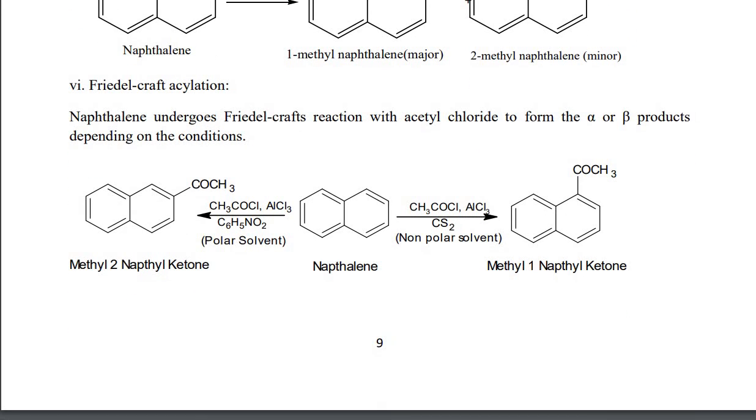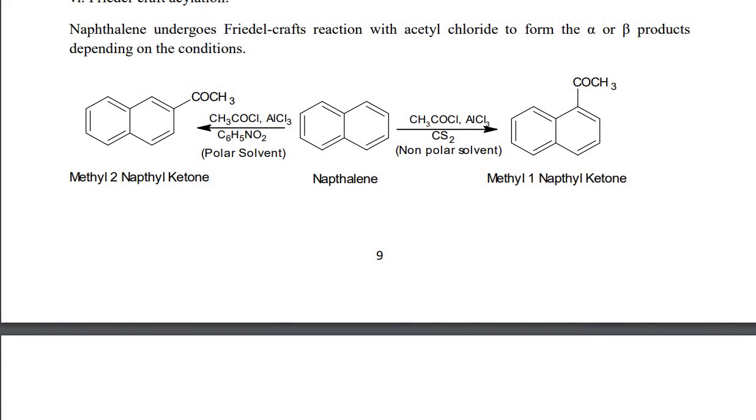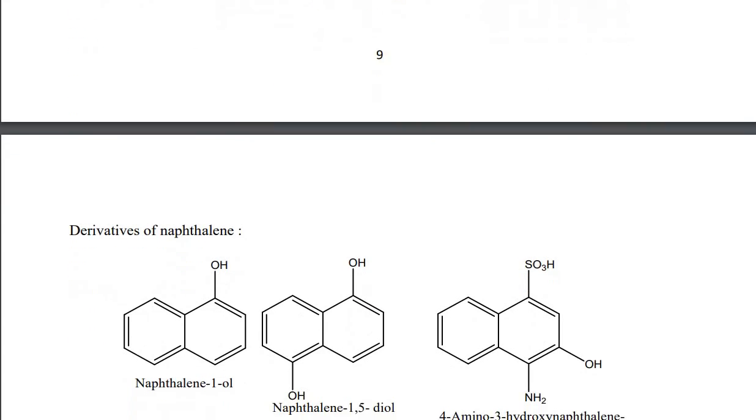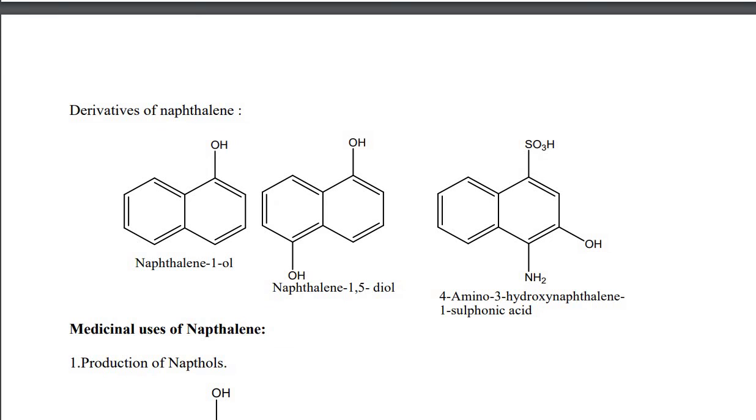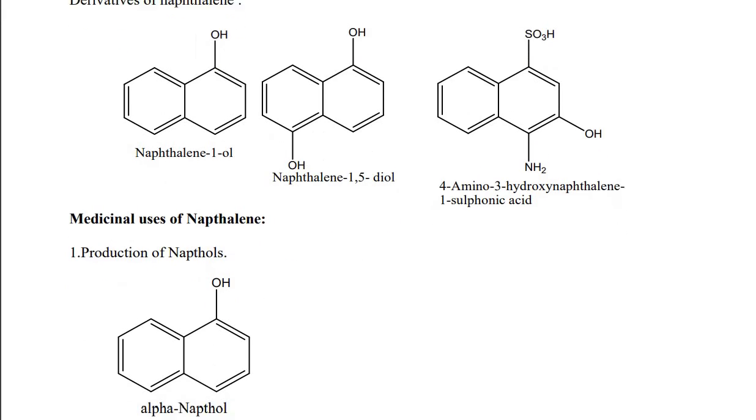Now, Friedel-Crafts acylation. Naphthalene undergoes Friedel-Crafts reaction with acetyl chloride to form alpha or beta product depending on the reaction condition. You can see the naphthalene in presence of nitrobenzene, a polar solvent, gives methyl 2-naphthyl ketone, and in non-polar solvent, it gives methyl 1-naphthyl ketone. Now you can see derivatives of naphthalene: naphthalene-1-ol, naphthalene-1,5-diol, and 4-amino-3-hydroxynaphthalene-1-sulfonic acid.